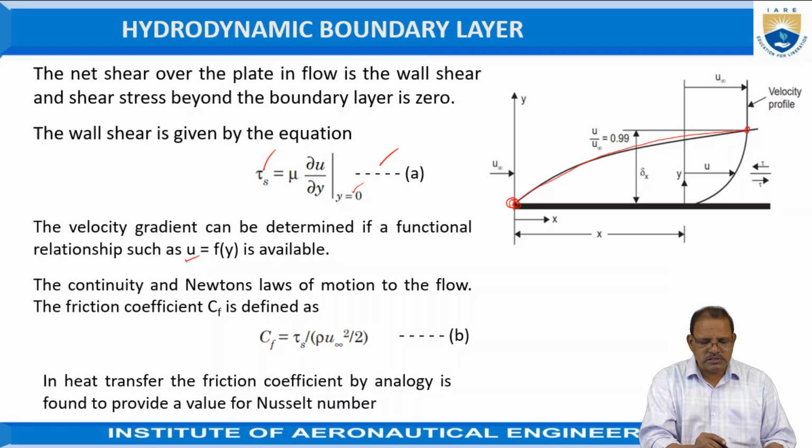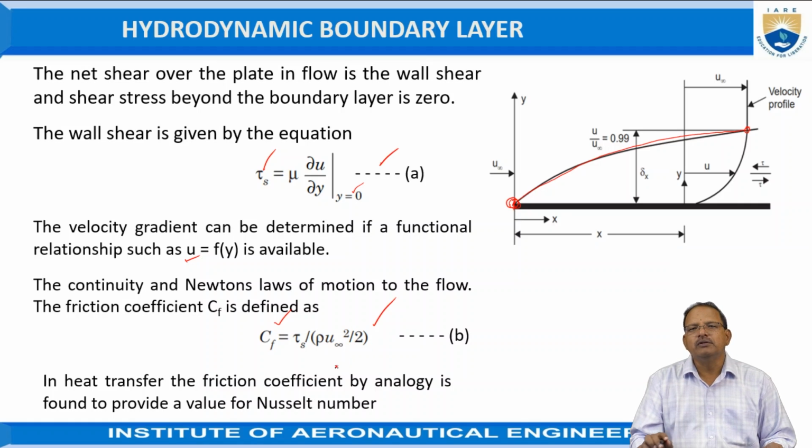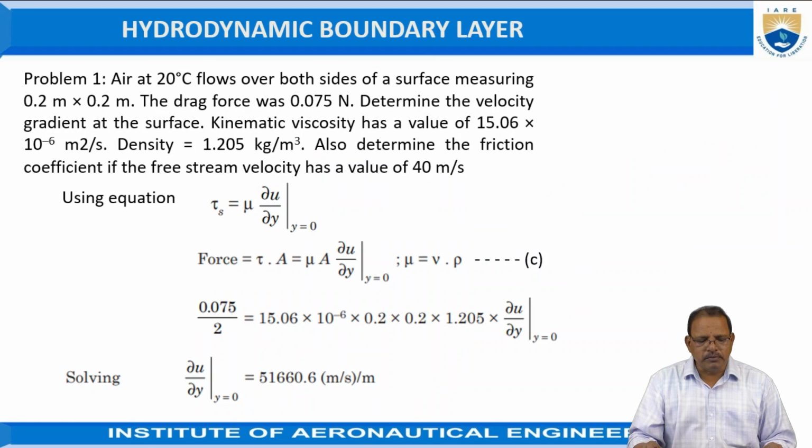Applying continuity and Newton's laws of motion to the fluid, the coefficient of friction can be defined as Cf = tau_s divided by (rho u_infinity squared divided by 2). By using this relationship, we can determine the coefficient of friction between the plate and the boundary layer of the fluid. In heat transfer, the friction coefficient by analogy provides a certain number, based on the hydrodynamic boundary layer.